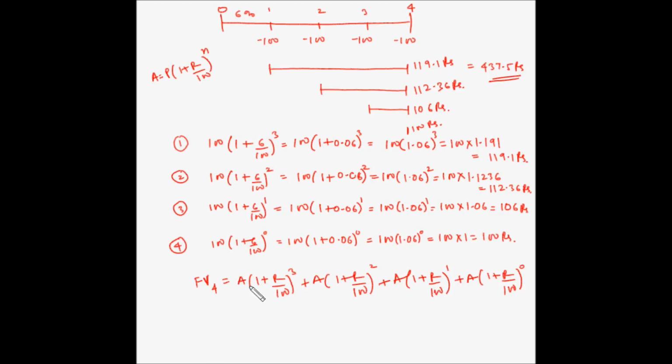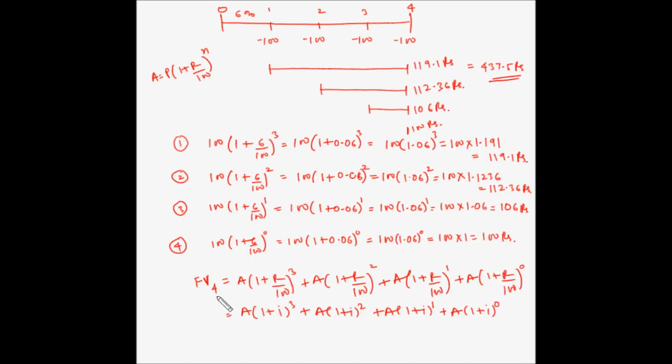Now let's consider r by 100 as i. So 6 by 100 can also be written as 0.06. So that is i. So this is equal to A into 1 plus i to the power 3, plus A into 1 plus i to the power 2, plus A into 1 plus i to the power 1, plus A into 1 plus i to the power 0.